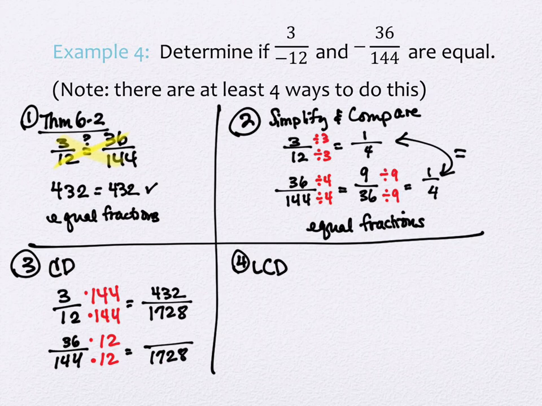What's 36 times 12? 432 again, right? So again, we were able to get common denominators and the numerators match, so these are equal fractions.